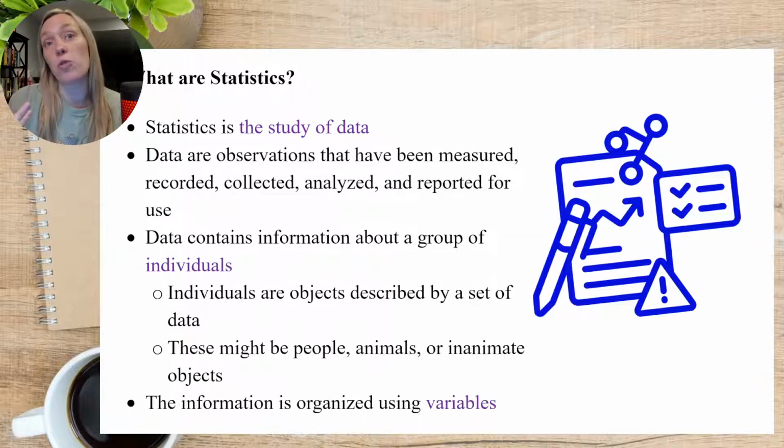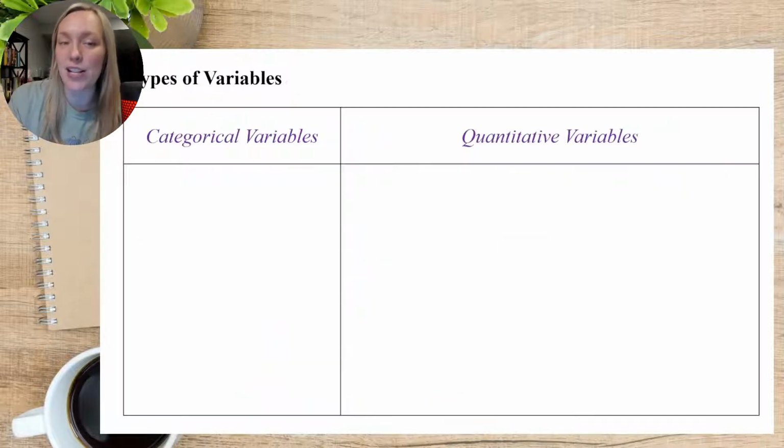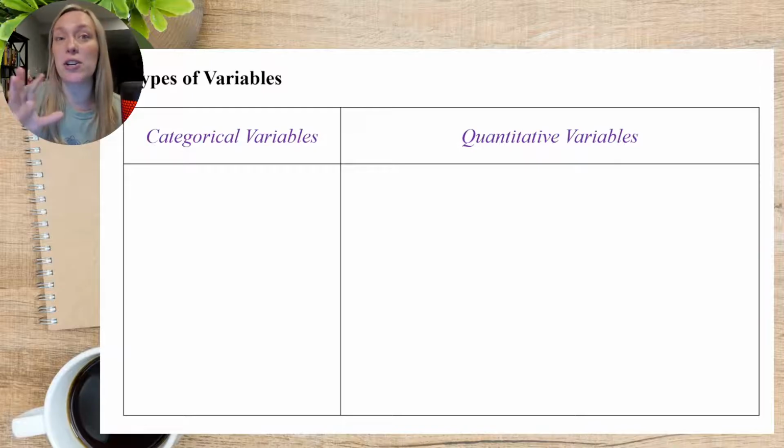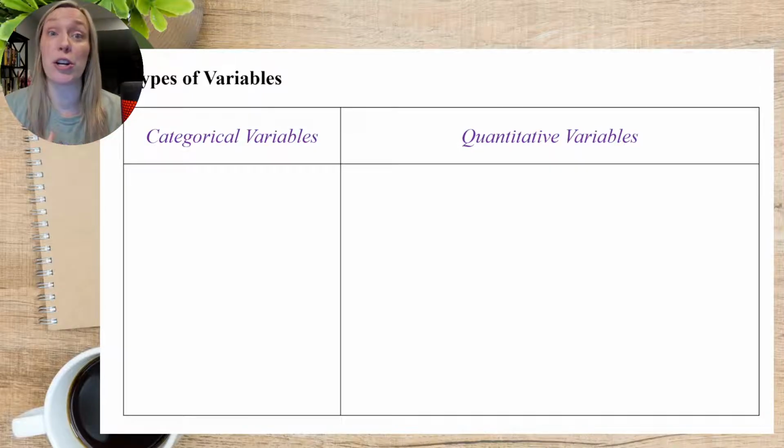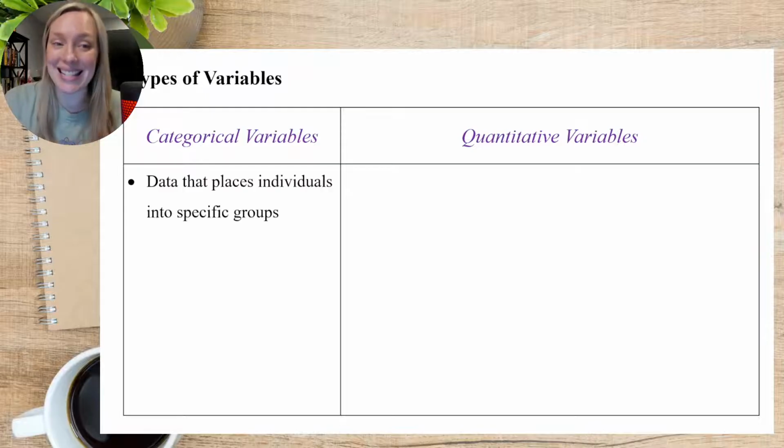And information is organized using variables. So this information we gather on individuals is organized using variables. Now, there are a few different types of variables you're going to want to know for this course. The first one is broken down into two types of variables called categorical and quantitative. So obviously today's set of notes is called representing categorical data. So how can we represent categorical data? Well, first we have to understand what a categorical variable is.